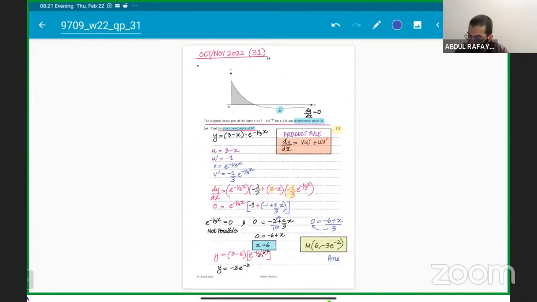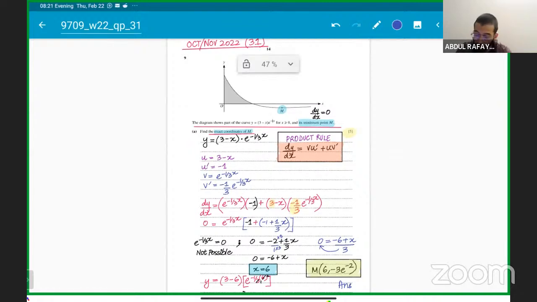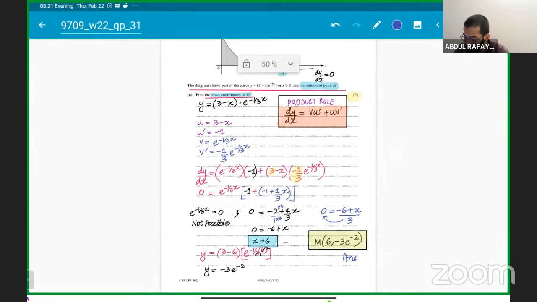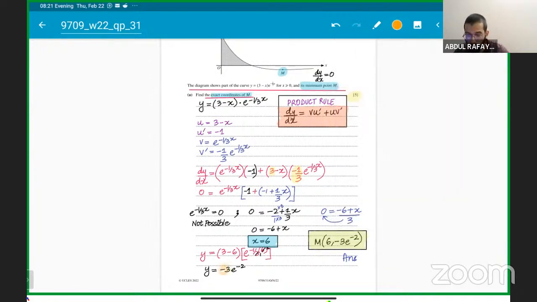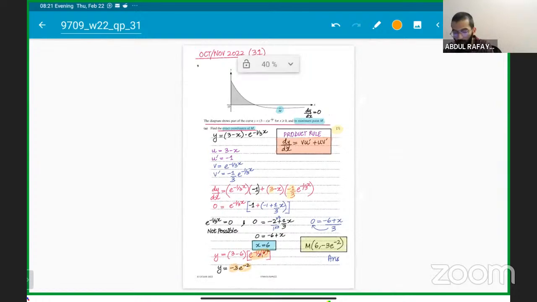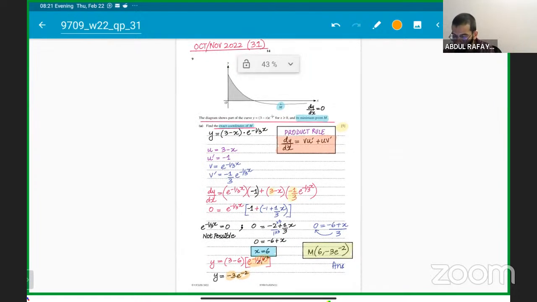Okay, let's continue. Hope everyone got it. Always remember, guys, in the recent papers they're asking for exact answers. That's what I've done. When I got the x value, I substituted: 3 minus 6 will give me minus 3. And the exponential gives me e power negative 2. That's what I've written there. Understood? No questions, no problem? Moving forward.